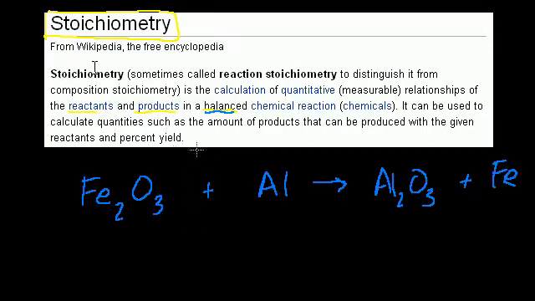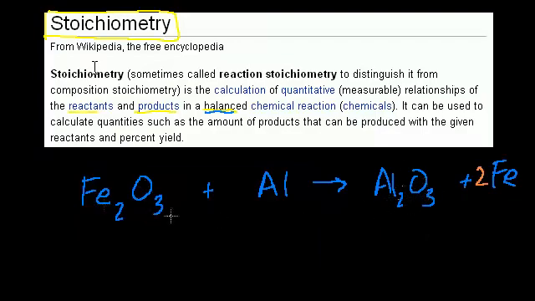A lot of stoichiometry problems will give you a balanced equation, but I think it's good practice to actually balance the equations ourselves. So let's try to balance this one. We have 2 iron atoms here in this iron(III) oxide. How many iron atoms do we have on the right-hand side? We only have 1, so let's multiply this by 2 right here. Oxygen, we have 3 on this side, and 3 oxygens on that side.